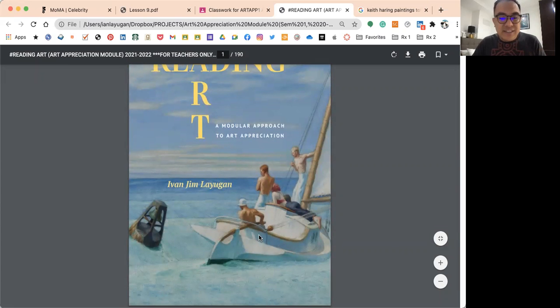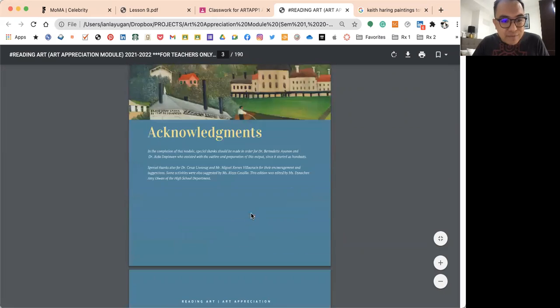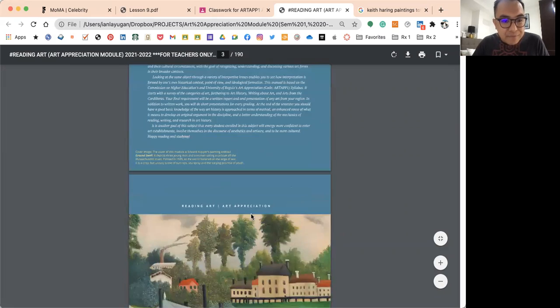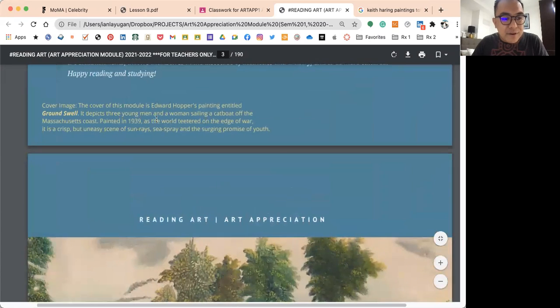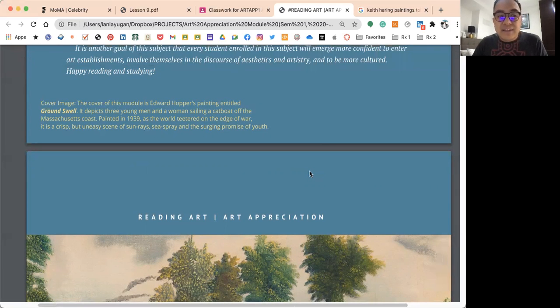They're on the sea, and you can see these are very young. I think I put an explanation here. May nilagay ako dati. You just look for it about the cover. Oh, there. The cover of this module is Edward Hopper's Groundswell, three young men and a woman sailing a catboat off the Massachusetts coast. It's from 1939.